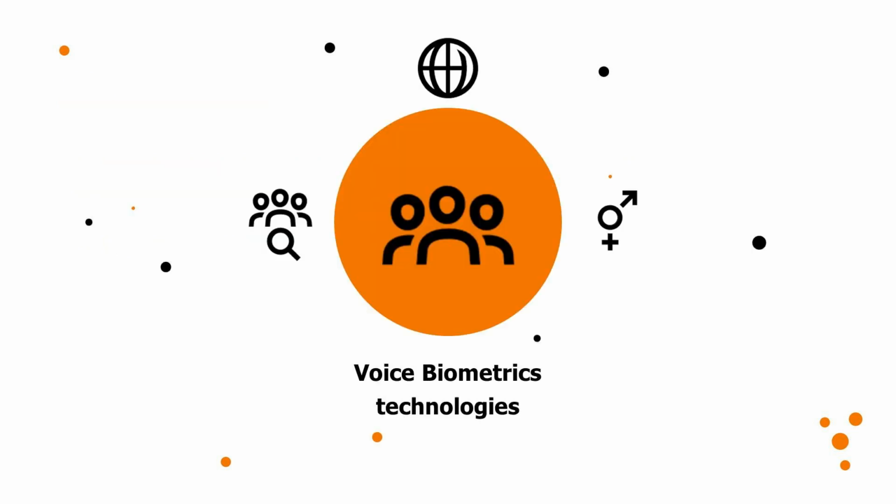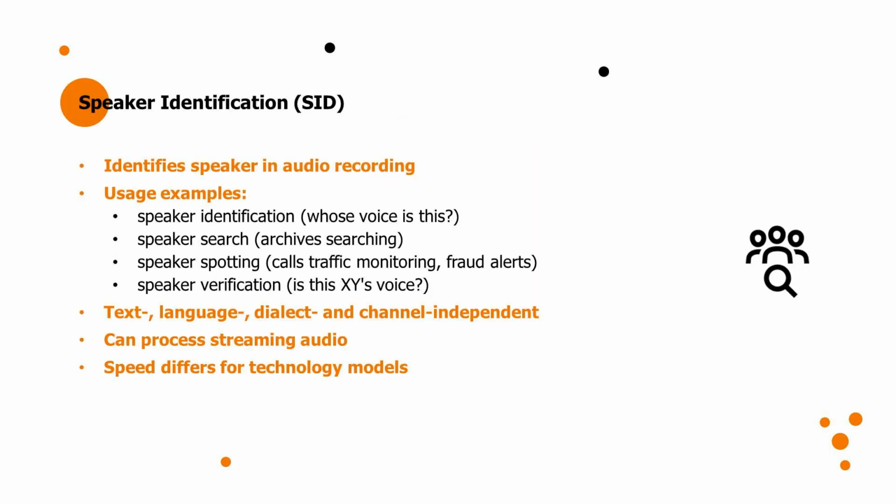Voice Biometrics technologies. Phonexia speaker identification is a technology for identifying a speaker in audio recording. It works in two phases, an enrollment and identification. In the enrollment phase, a sample of speaker's voice is collected and so-called voice print is created. In the identification phase, a voice print is created from a speaker's voice in the audio recording compared to the enrolled speaker's voice print, and a match score is produced.